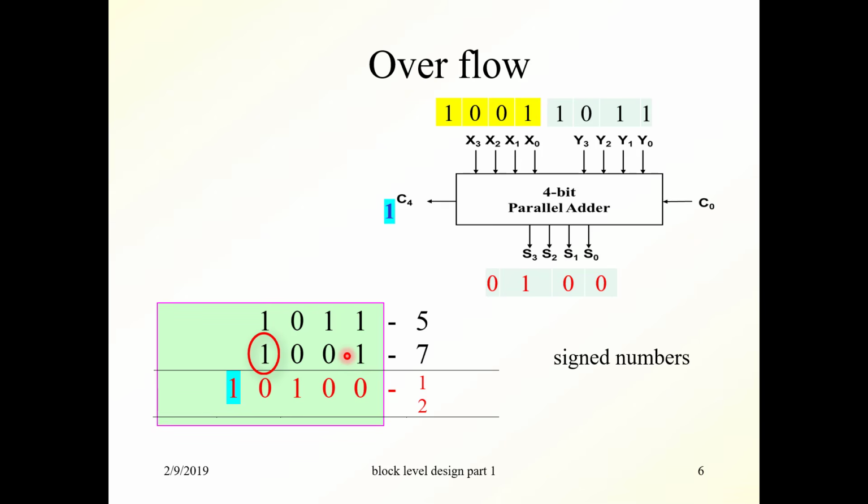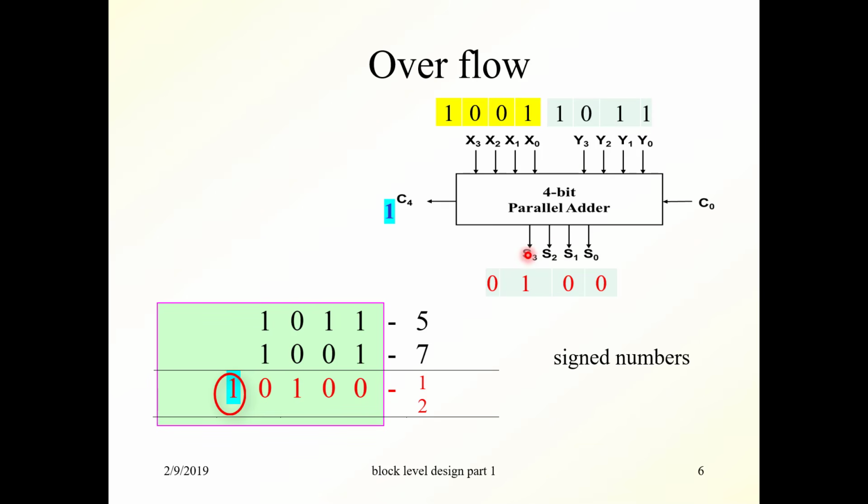If you add them together, you should get a minus 12. Now remember, minus 12 here is a 5-bit number, so an overflow has occurred. Now this 5 goes here, this 7 goes here.